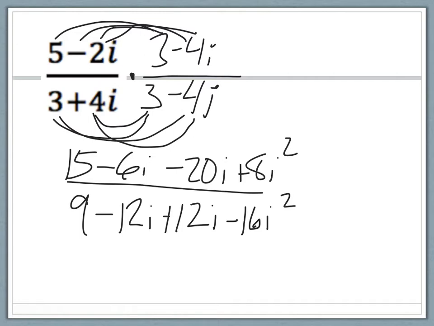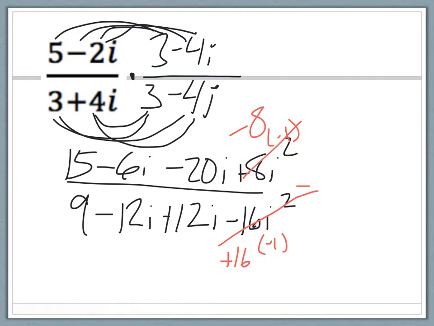Now, when I go to simplify this, we've got to clean it up a little bit. We know i squareds are really -1s. So let's clean this up. -1 times -16 is actually a positive 16. Same thing over here. -1 times 8 is actually a -8.